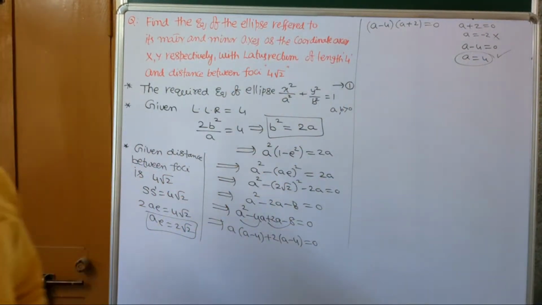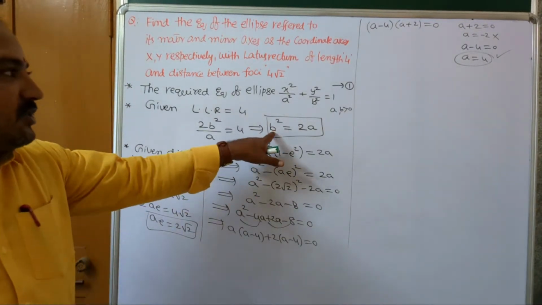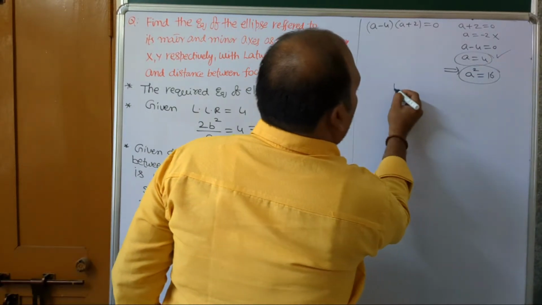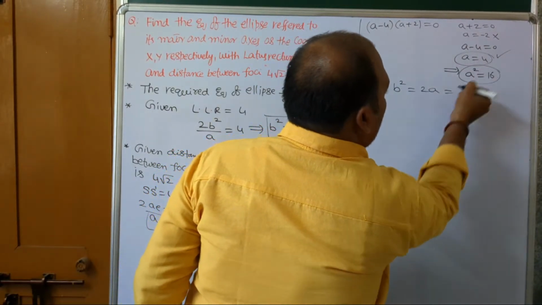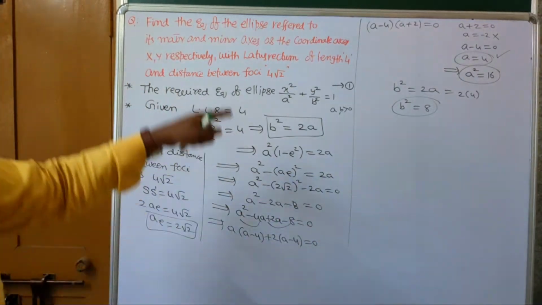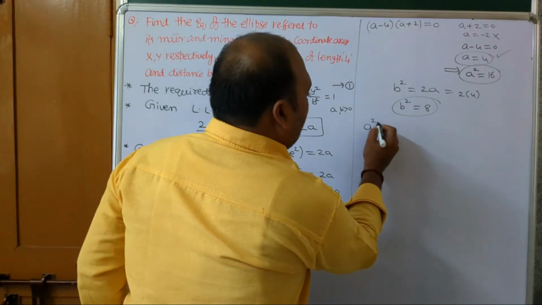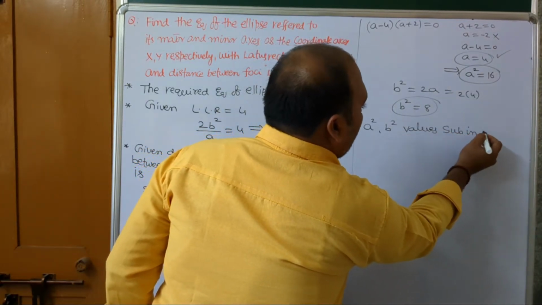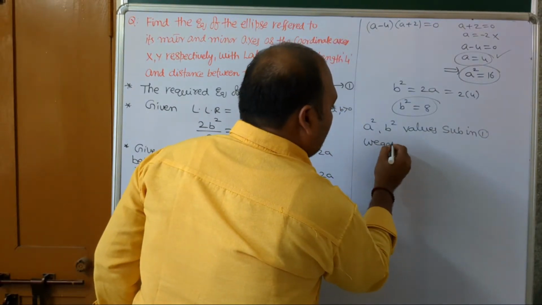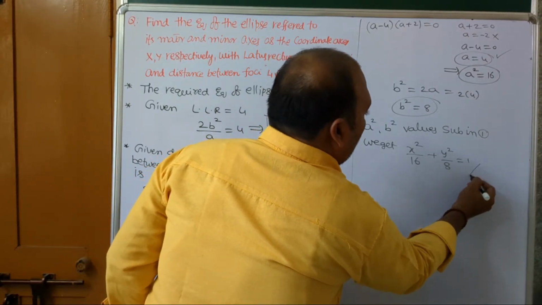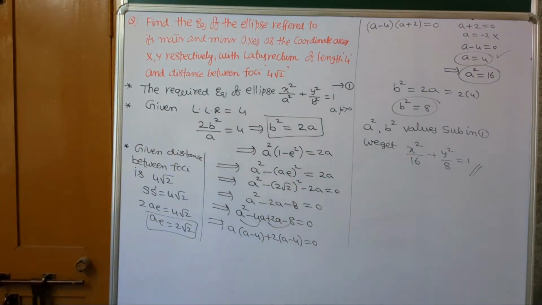This is acceptable. a is equal to 4, so we can get the b square value also. That implies a square equal to 16 now. Therefore b square equal to 2a, with a equal to 4, 2 into 4, 8. So b square equal to 8. Substitute the a square and b square values in equation 1. We get x square by 16 plus y square by 8 equal to 1. This is the way we can do this. I hope you understand.